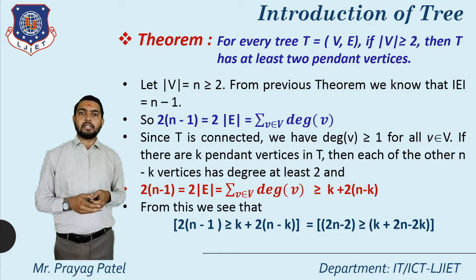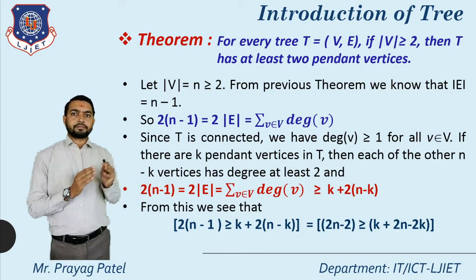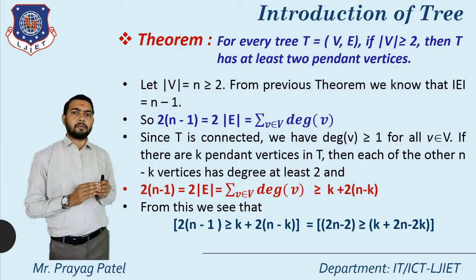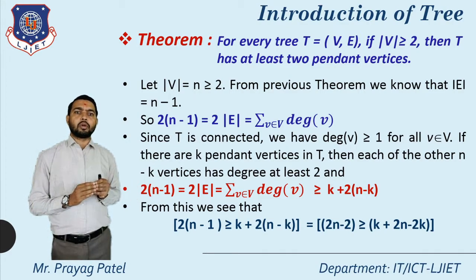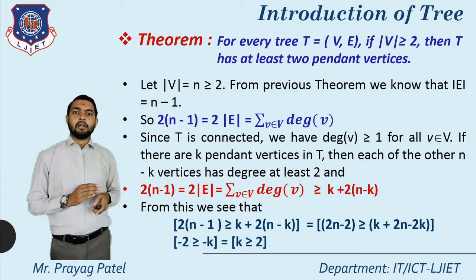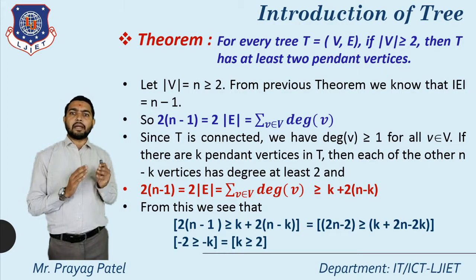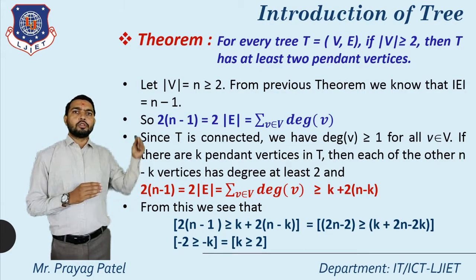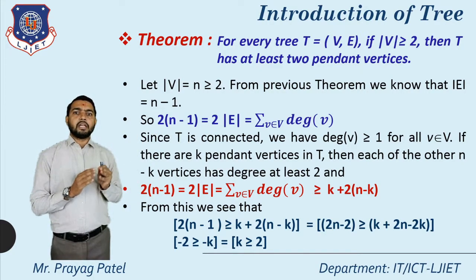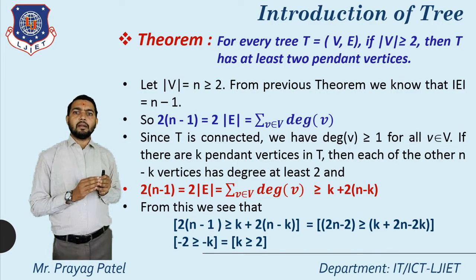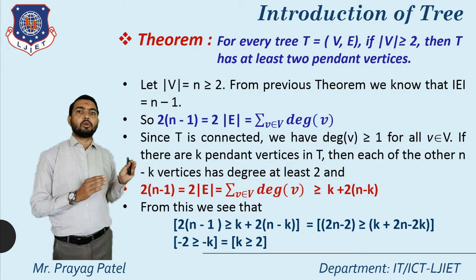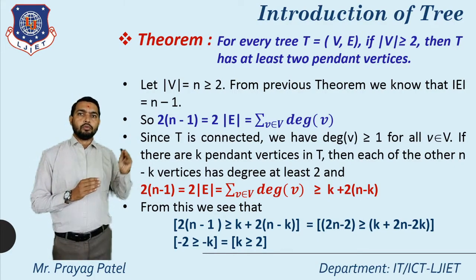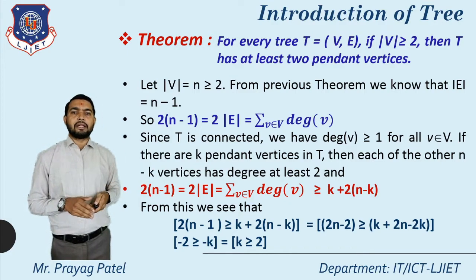Now according to this, we see that 2n minus 2 greater or equal to k plus 2n minus 2k. Now solve this inequality, then we will get minus 2 greater or equal to minus k. That means k greater or equal to 2. So this satisfies the theorem: if k pendant vertices are available, then k greater or equal to 2. If |V| greater or equal to 2, then T has at least 2 pendant vertices.